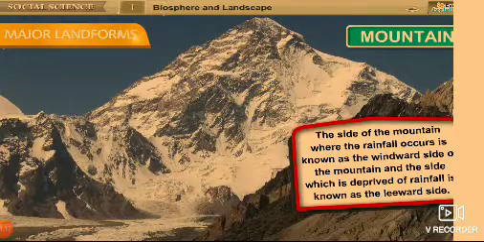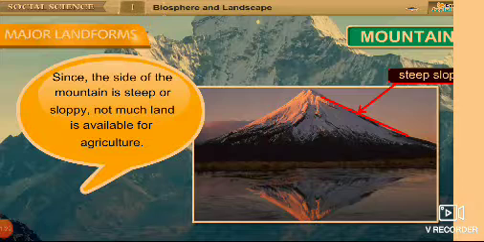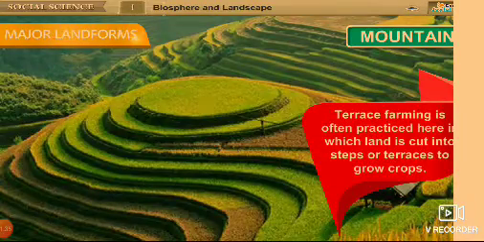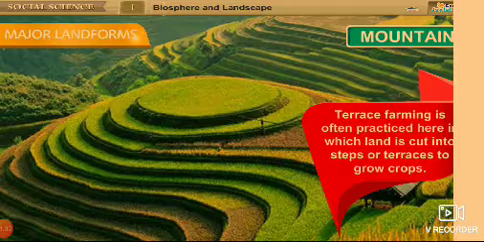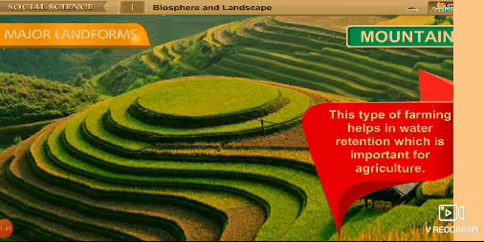The side of the mountain where the rainfall occurs is known as the windward side of the mountain, and the side which is deprived of rainfall is known as the leeward side. Since the side of the mountain is steep and sloppy, not much land is available for agriculture. Terrace farming is often practiced here, in which land is cut into steps or terraces to grow crops. This type of farming helps in water retention, which is important for agriculture.